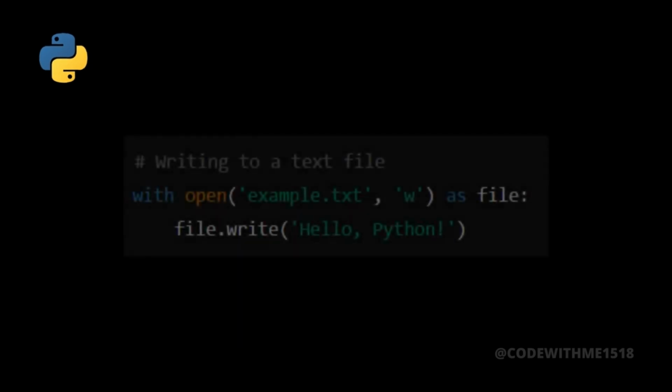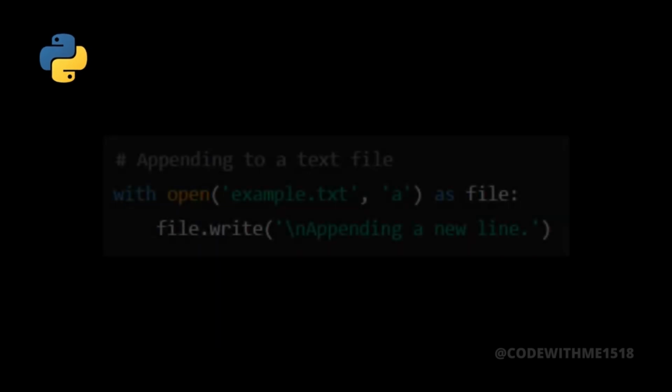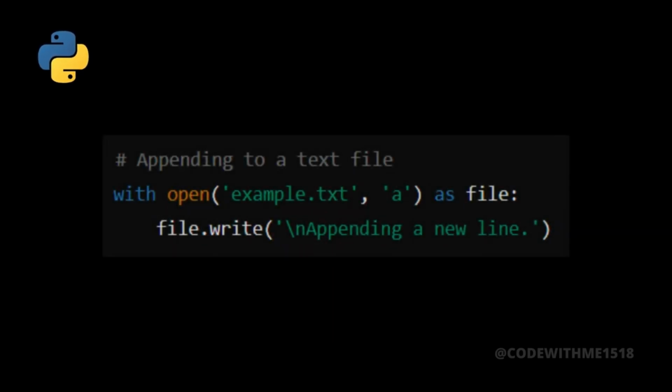Now, let's write to a text file. Here, we open the file in write mode, w. If the file doesn't exist, it will be created. If it does exist, its content will be overwritten. You can also append to a file without overwriting the existing content.